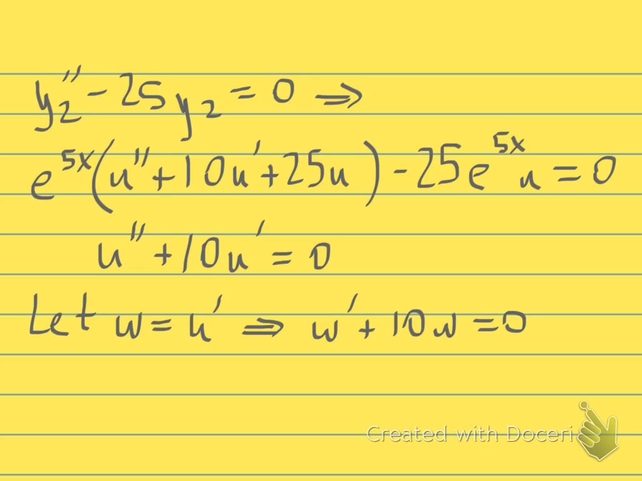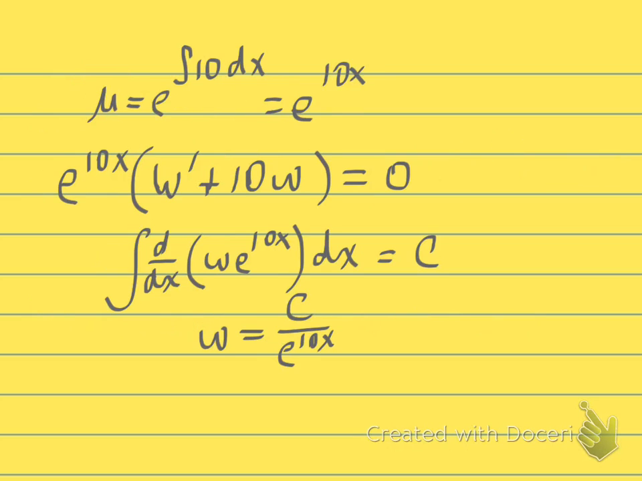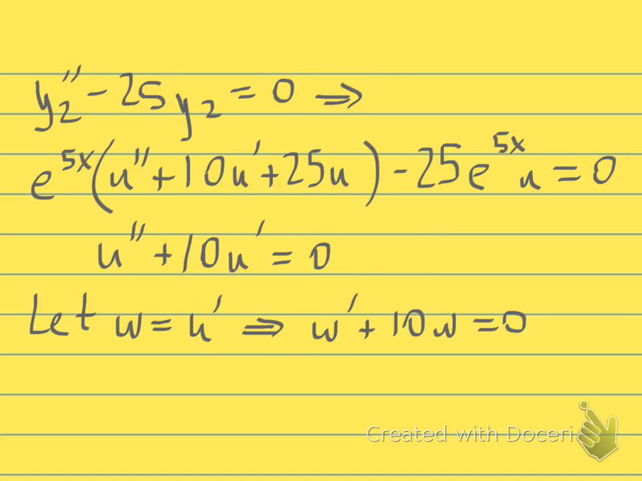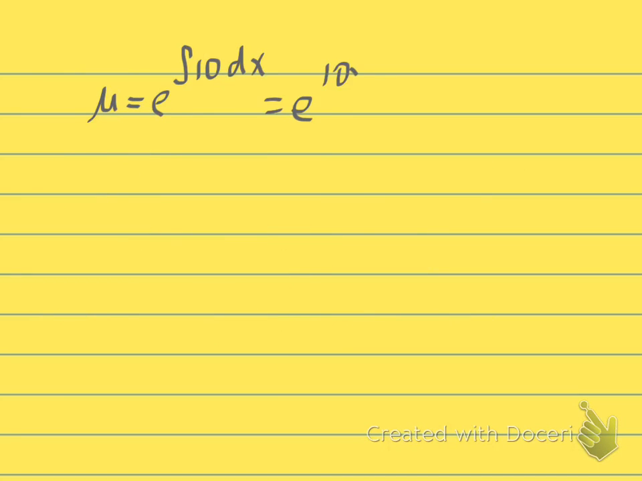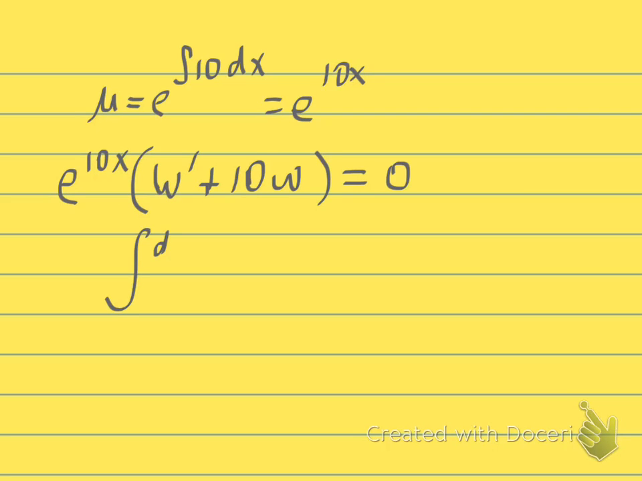The trick I'm going to do is let w be equal to u prime, and so this differential equation becomes w prime plus 10w equals 0. That I can solve using an integrating factor. So mu is e to the integral of 10 dx, which is e to the 10x. I multiply both sides of the differential equation by e to the 10x.